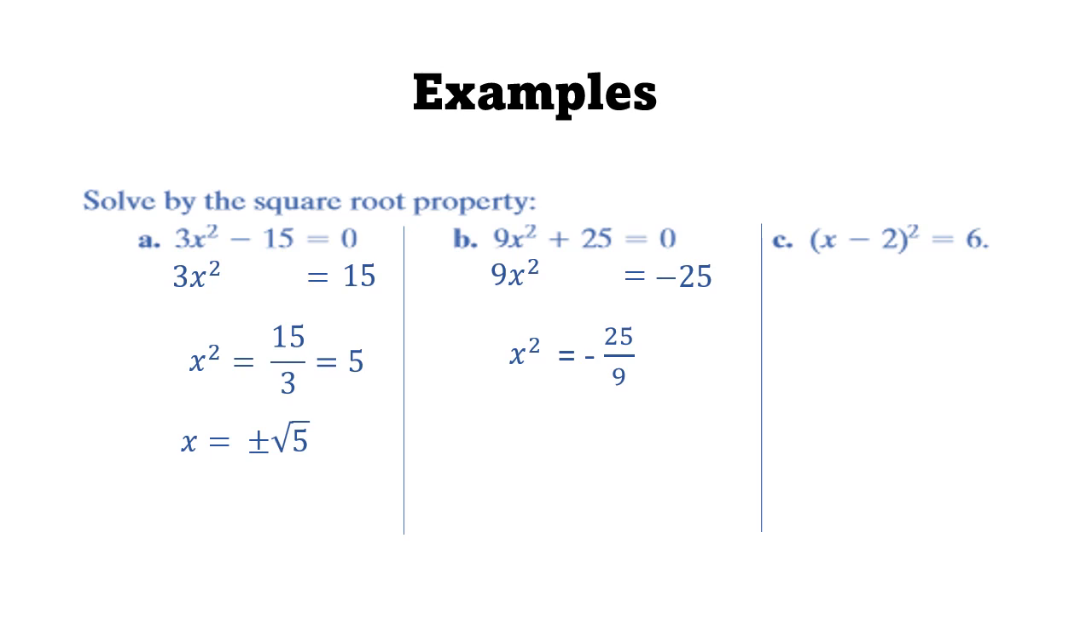Similarly, the second example. So always keep the variable on one side and the constant on the other side. Now we have negative, be careful. So the solution is going to be a complex number or imaginary number. Finally, the last example.